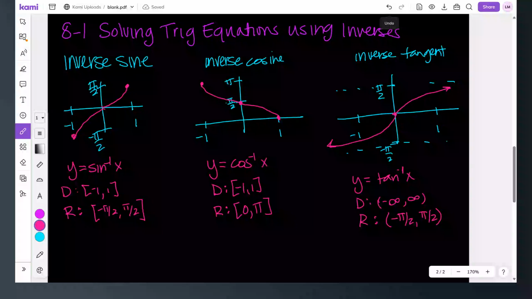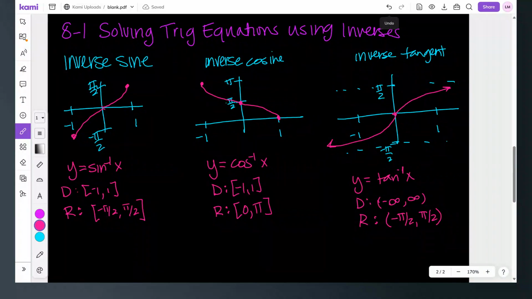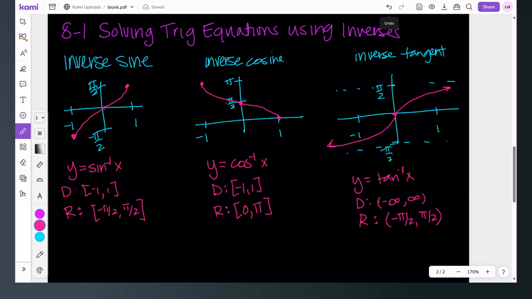Okay, so we are going to look at solving trig equations using inverses. So I have three graphs on here. I have the inverse sine graph. So remember, to find an inverse, we switch places with x and y and solve for y.